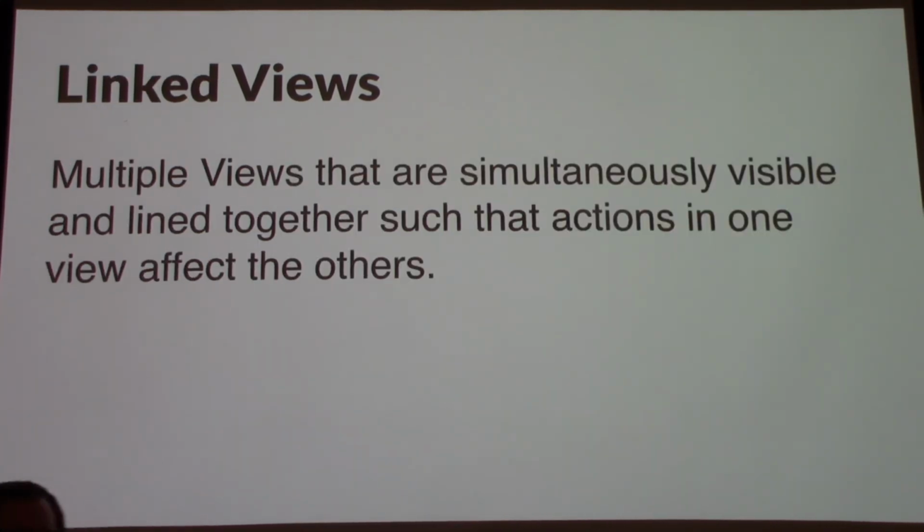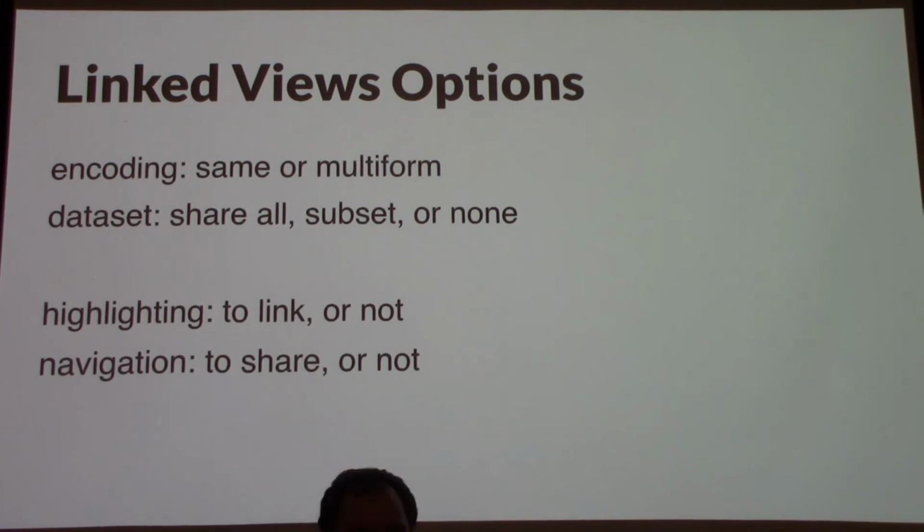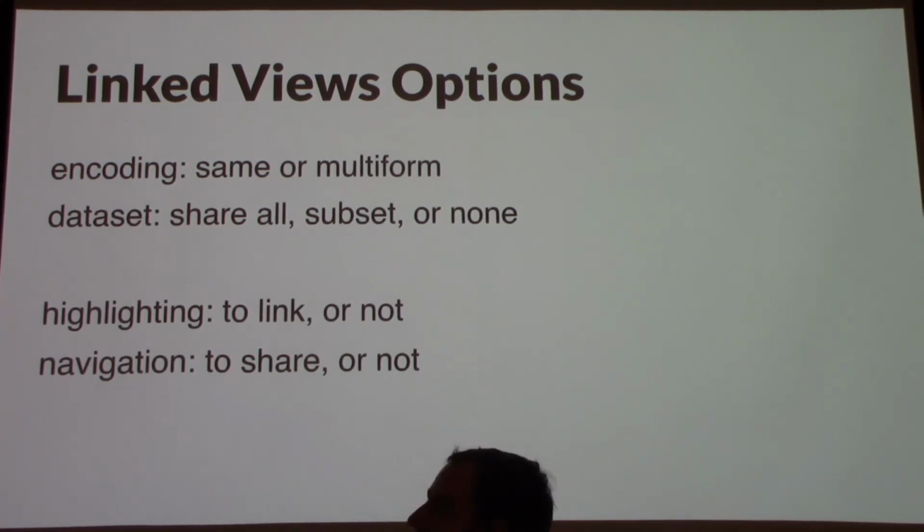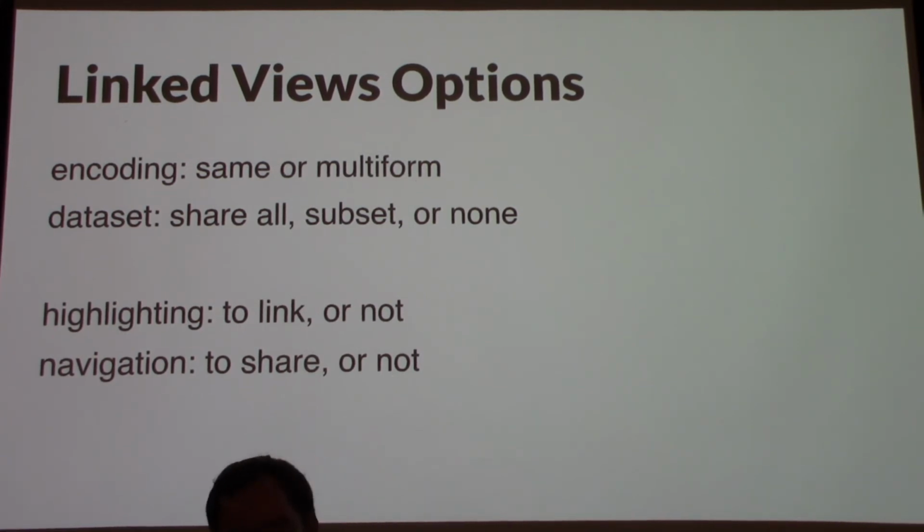And then we talked about linked views and linking and brushing. Here's the definition for linked views: multiple views that are simultaneously visible and linked together such that actions in one view affect the other. I guess that's clear by now. The main linked view options are encoding, datasets, highlighting and navigation. For encoding, this is the exam question: same or multiform. For datasets: share all, subset or none.